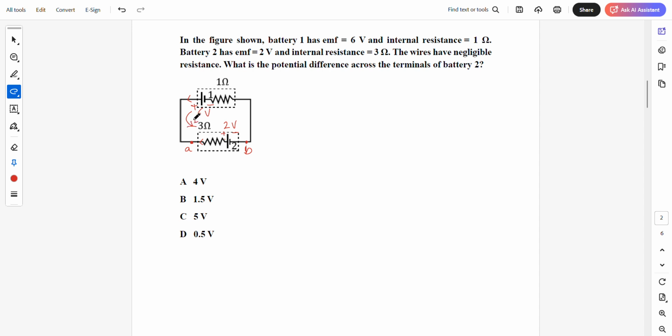What is the value of this current? I is equal to total voltage divided by total resistance. Which is dominating? This one, 6. Total voltage is 6 minus 2. Minus 2, why? Because it is giving current in the opposite direction. Total resistance is 1 plus 3, which is 4, right?